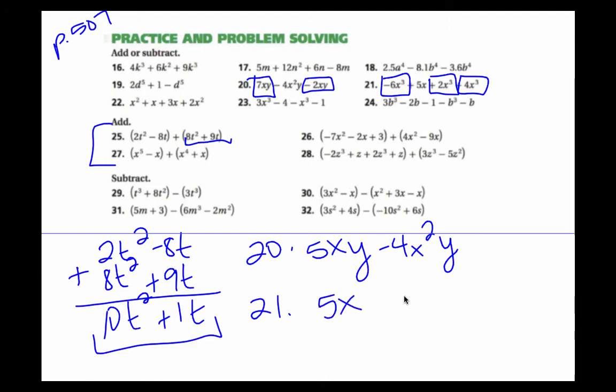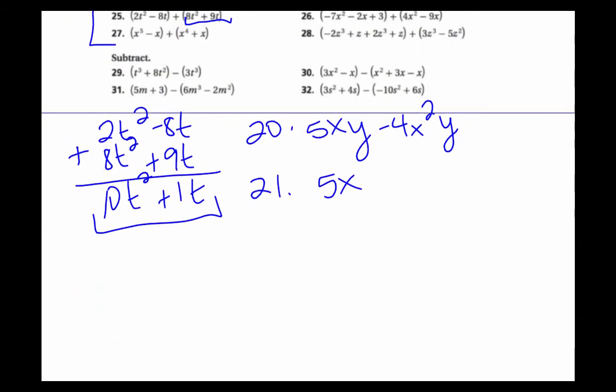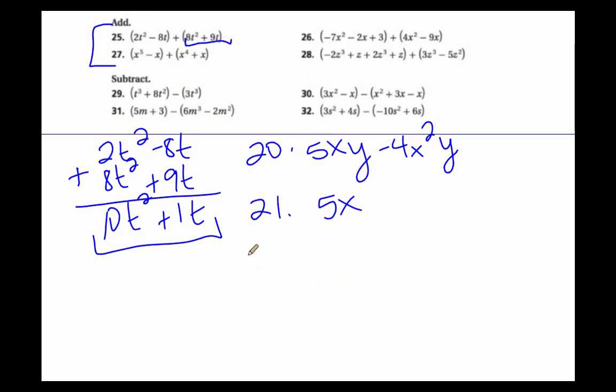Okay? All right, now let's look at, well, I already did that. Okay, let's look at number 26. I've got negative 7x squared minus 2x plus 3, and then plus, I'm adding all of this. So I'm going to write this out, negative 7x squared minus 2x plus 3. Now when you're looking at the first polynomial, it's much better if it's in standard form, which it is, 2, 1, 0, right? The exponents, 2, 1, 0.